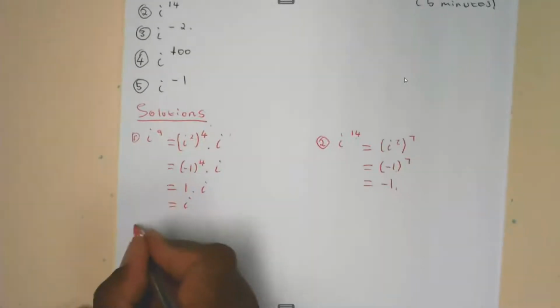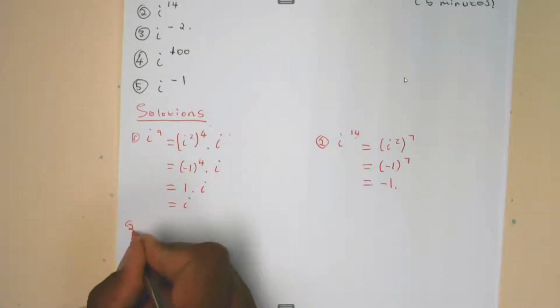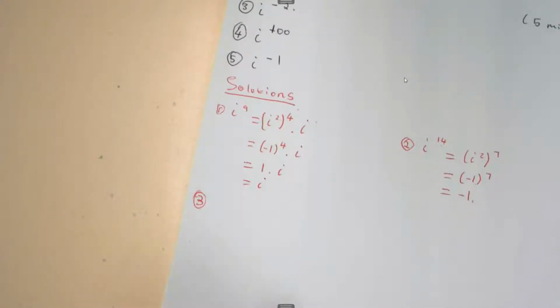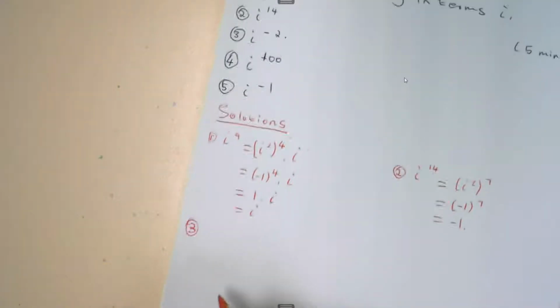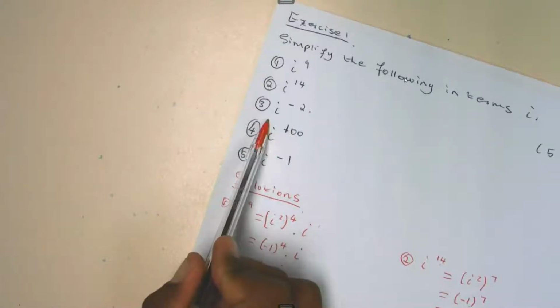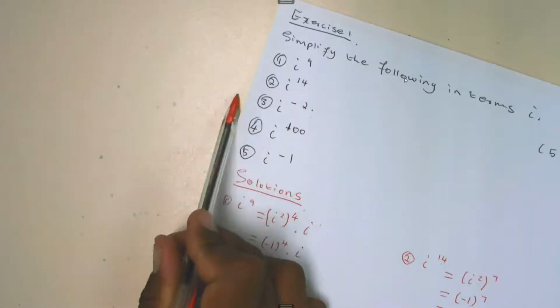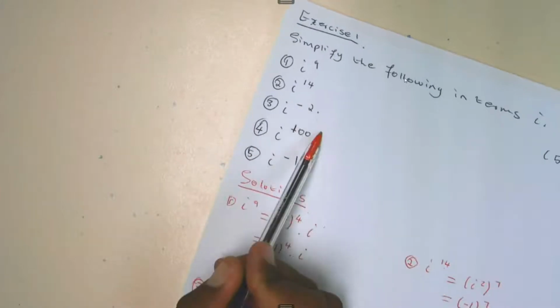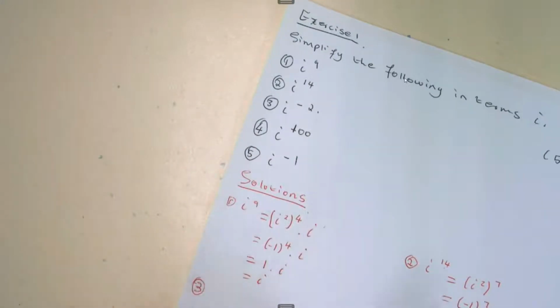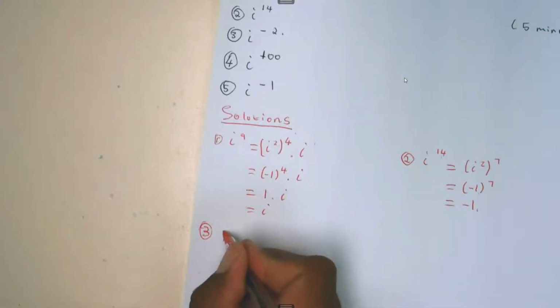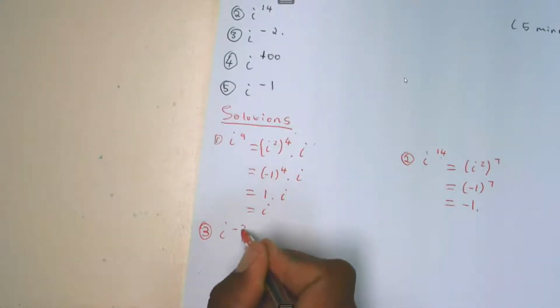Okay. Number 3, sorry about that. Number 3, we are going to have i to the power of negative 2. This is an unusual question, but no one said it will never appear. We have i to the power of negative 2.